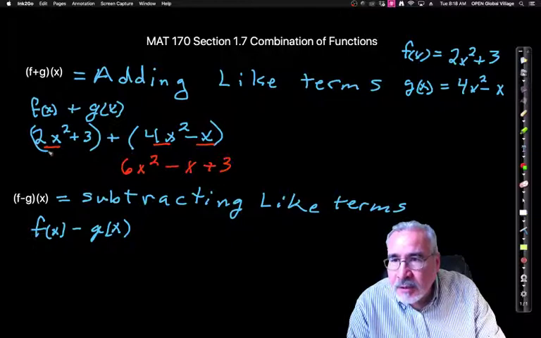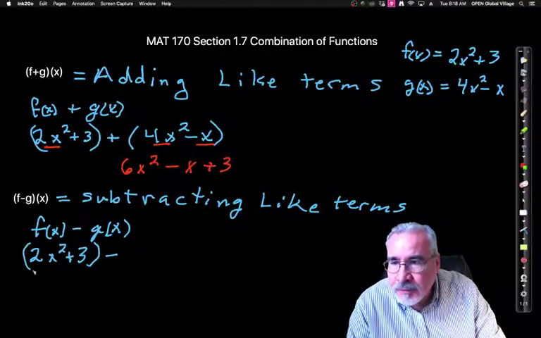Addition, it's not, because addition is commutative. Order does not matter. So f of x is 2x squared plus 3. And then we're going to subtract, and we'll do our thing of grouping it. We're going to subtract off 4x squared minus x.